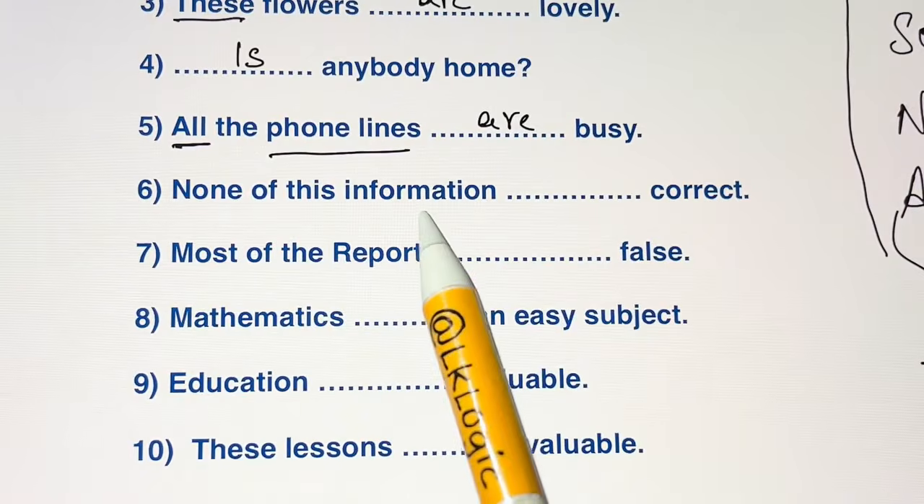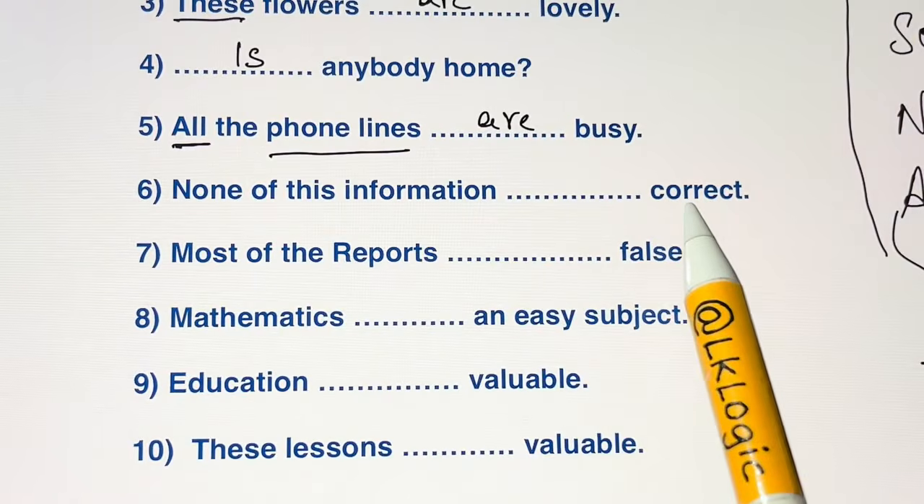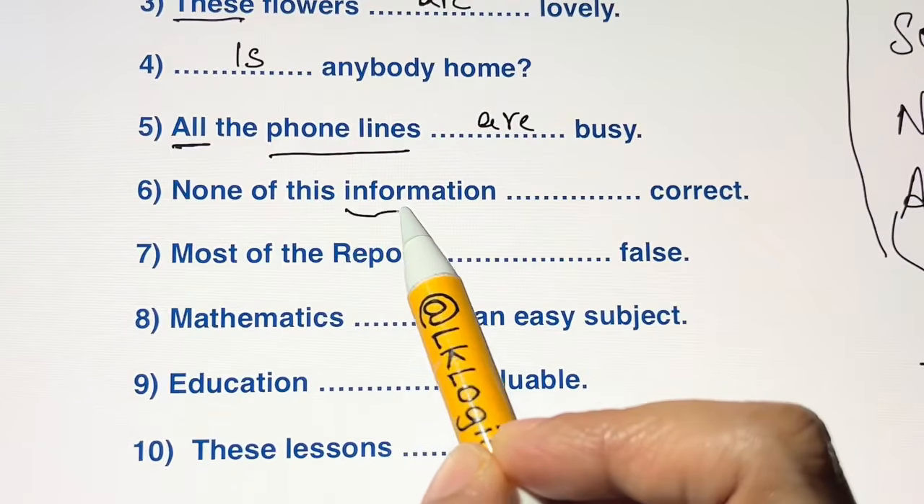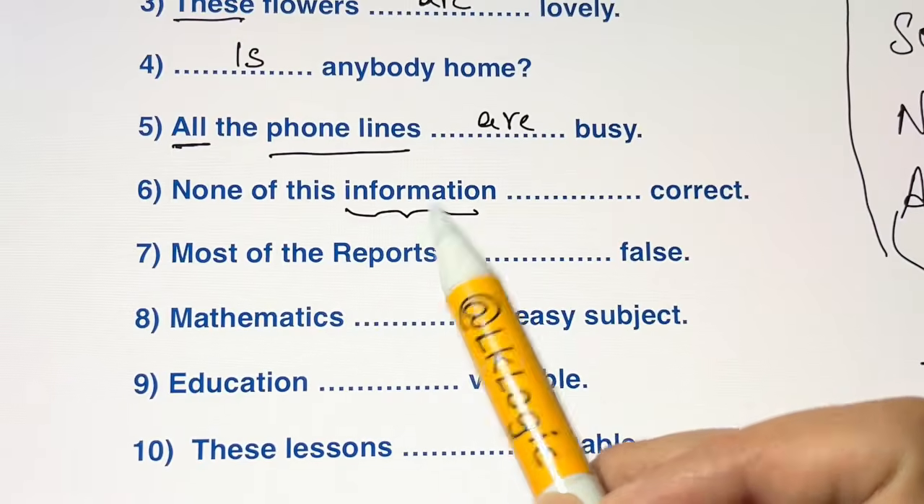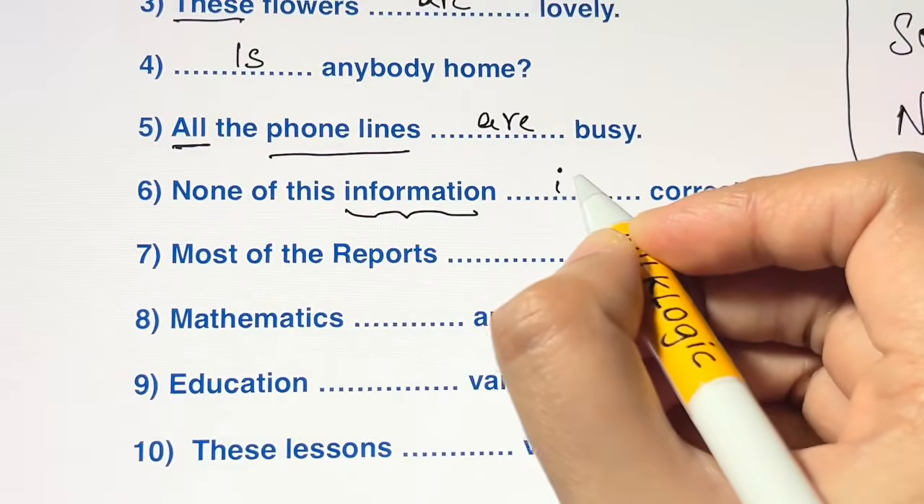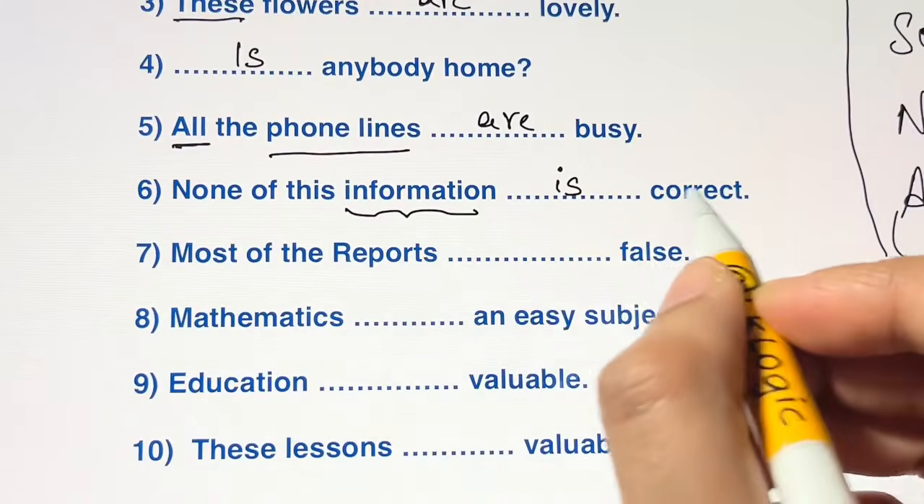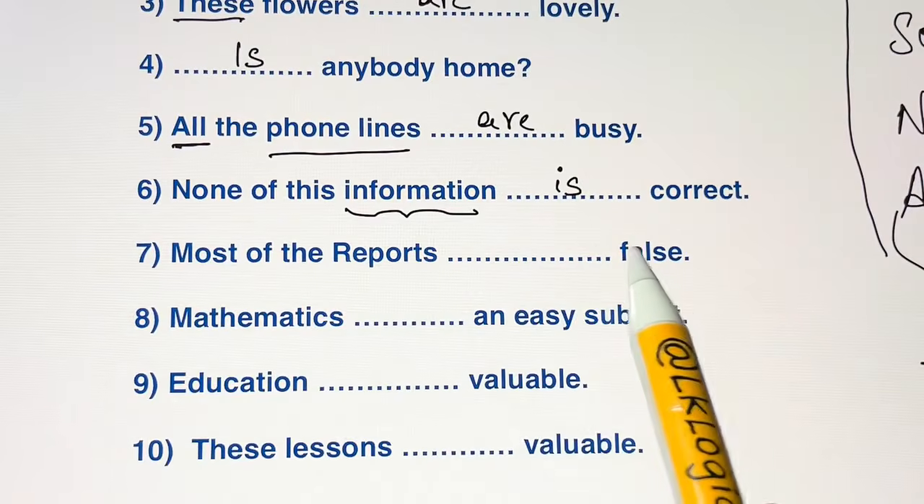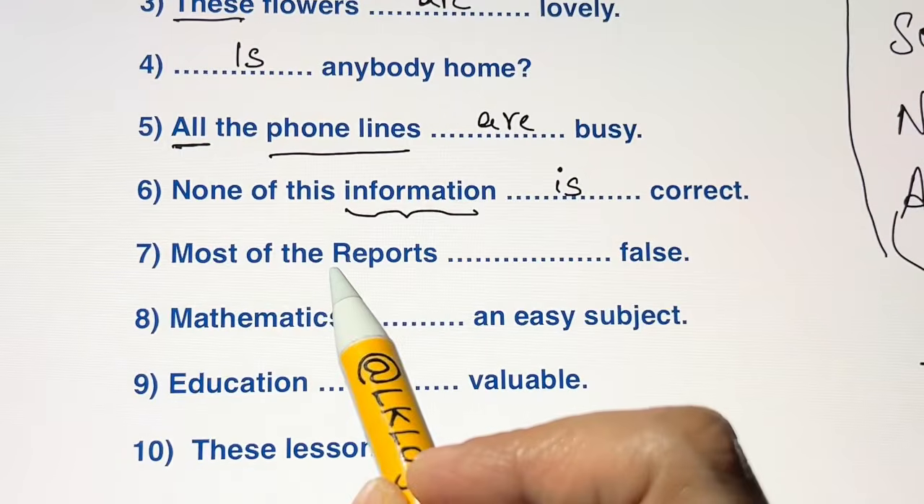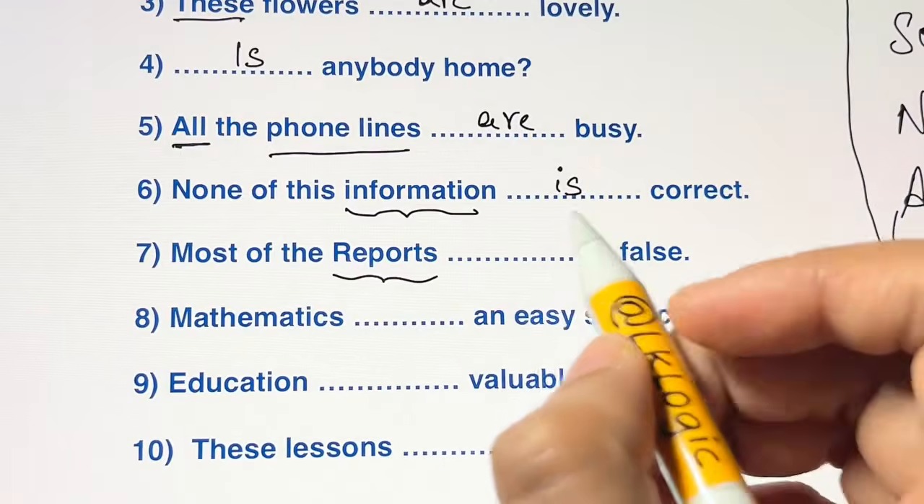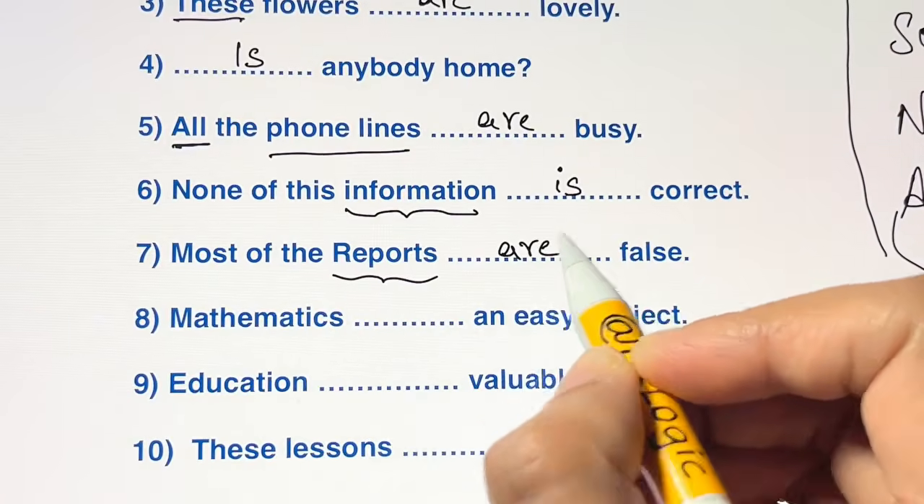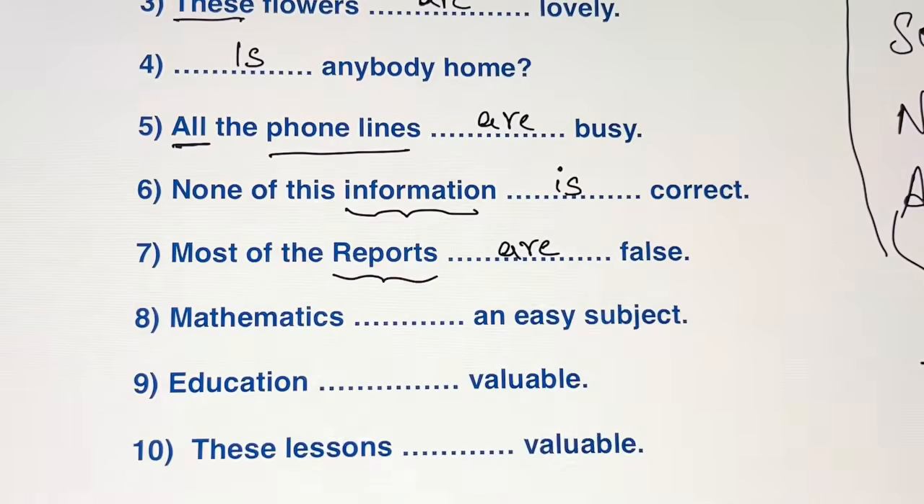None of this information blank correct. Now I told you information is an uncountable noun. For uncountable nouns, we use the singular verb is. None of the information is correct. Most of the reports blank false. So reports are countable nouns, so we use are. Most of the reports are false.